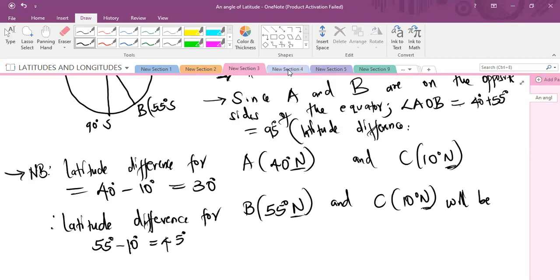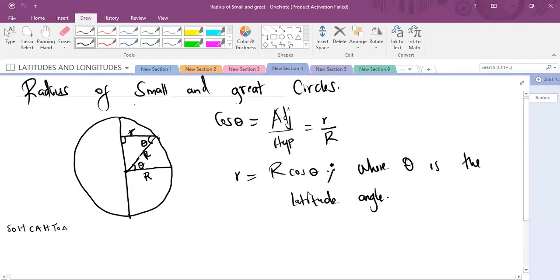Okay, next, let's look at radius of small and great circles. Now, if we have our sphere like this, then this is basically a small radius of some latitude. Then if this is the center of our circle, then this is the radius R of the equator. So, and since this is a meridian, the radius is also capital R. Let's take this angle to be theta. If this is theta, it is alternating to this one, so this is also theta.